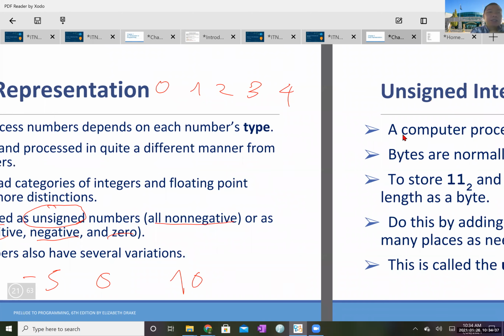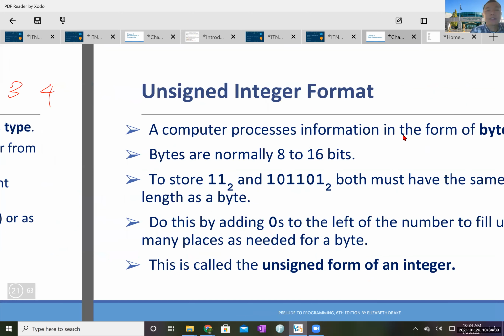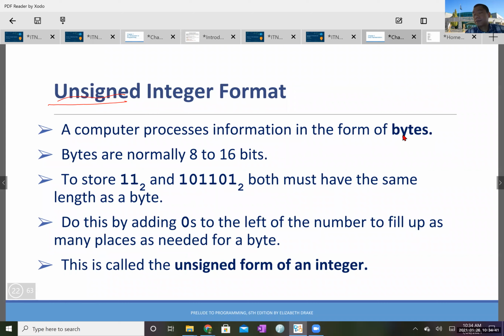Now the first thing is working with the unsigned integer. Unsigned is a non-negative whole number: 0, 1, 2, 3, something like that. Normally the computer processes information in the form of bytes, and every 1 byte has 8 bits. So it can be stored in 8 bits, 16 bits, or 32 bits. The way it stores a 2-digit number and a 6-digit number must be the same length.